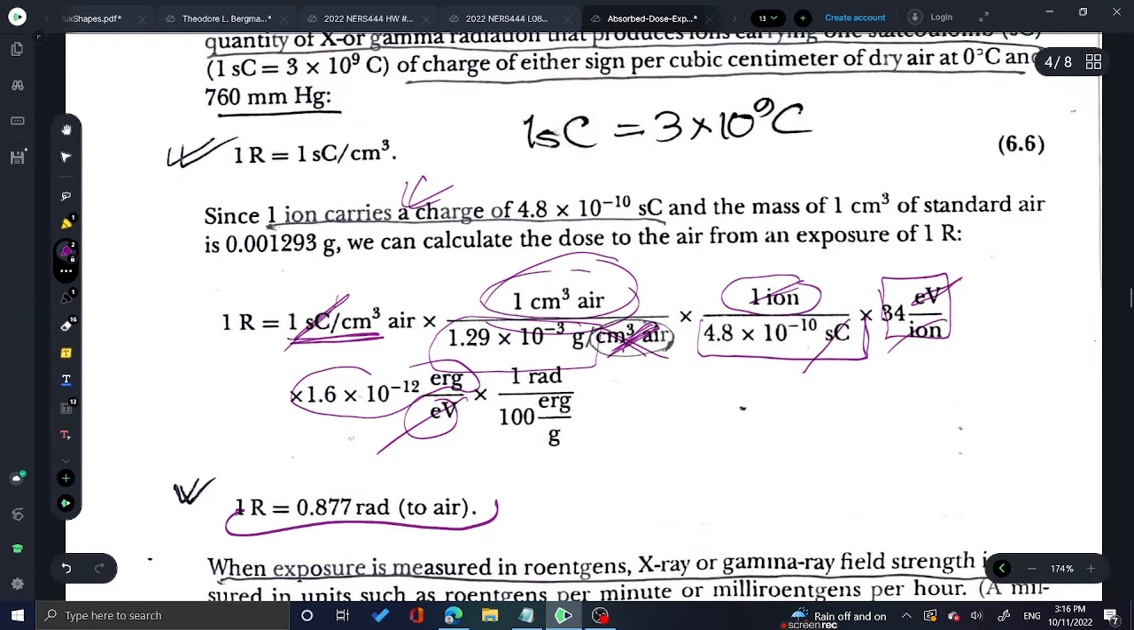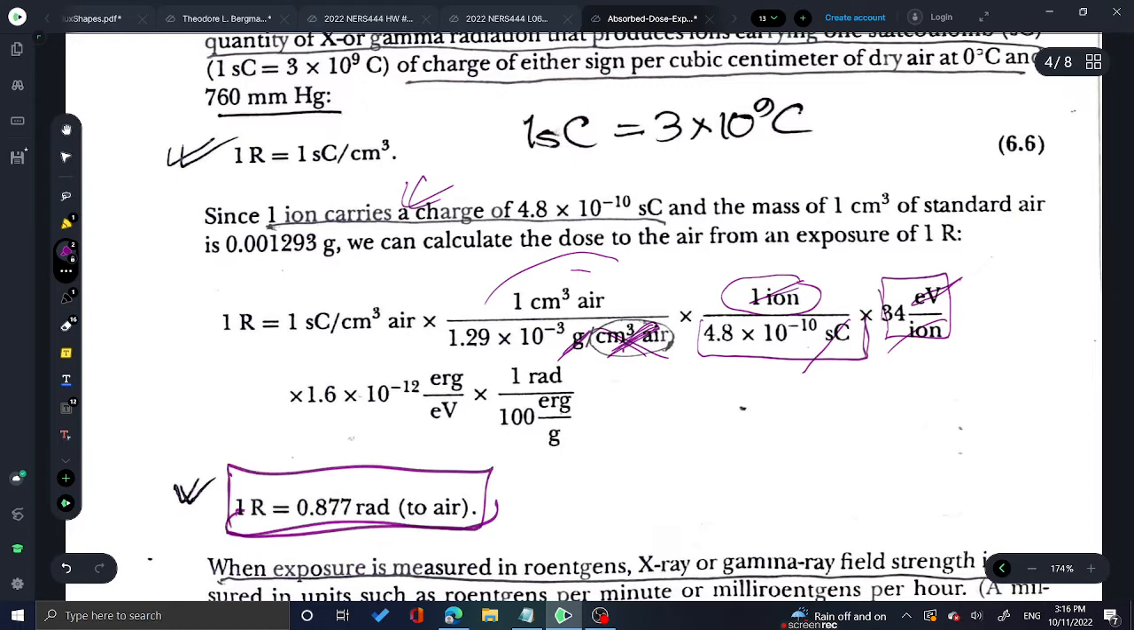So erg কাটাকাটি চলে গেল, and then there was a gram here, এই গ্রাম আর গ্রাম কাটাকাটি চলে গেল, and yeah, centimeterও কাটাকাটি চলে গেছে। Now we're just left with rad, the unit that we want, right? Okay, it looks very messy. সো হ্যাঁ, এটা যদি ক্যালকুলেট করি তাহলে আমরা পাবো 1 Roentgen is equal to 0.877 rad in air.